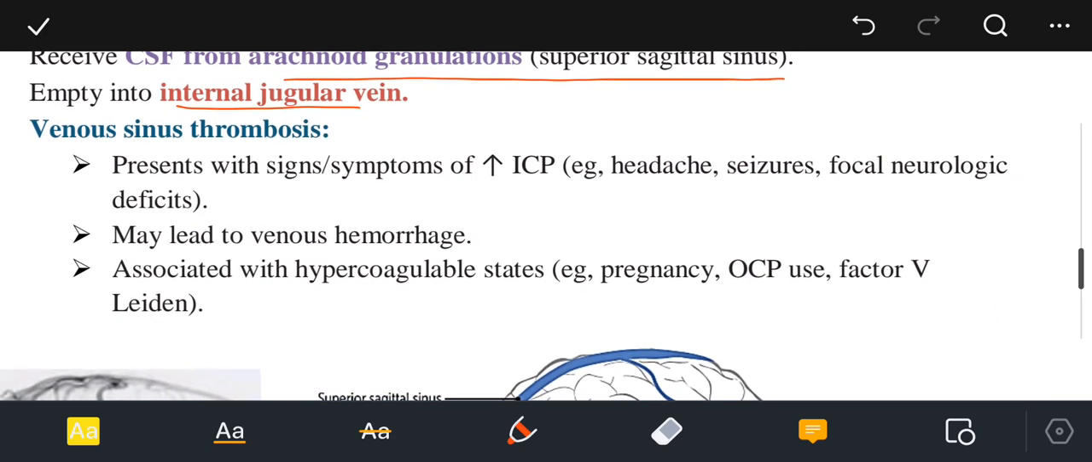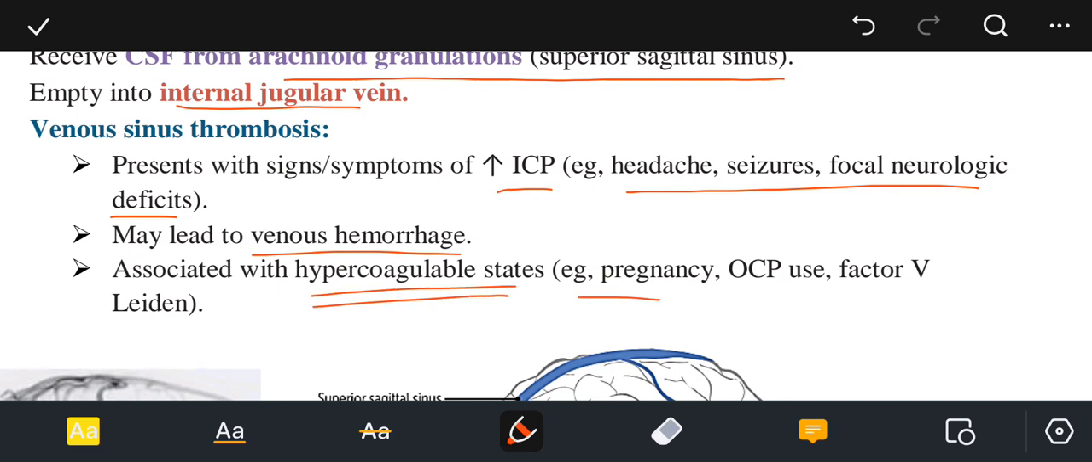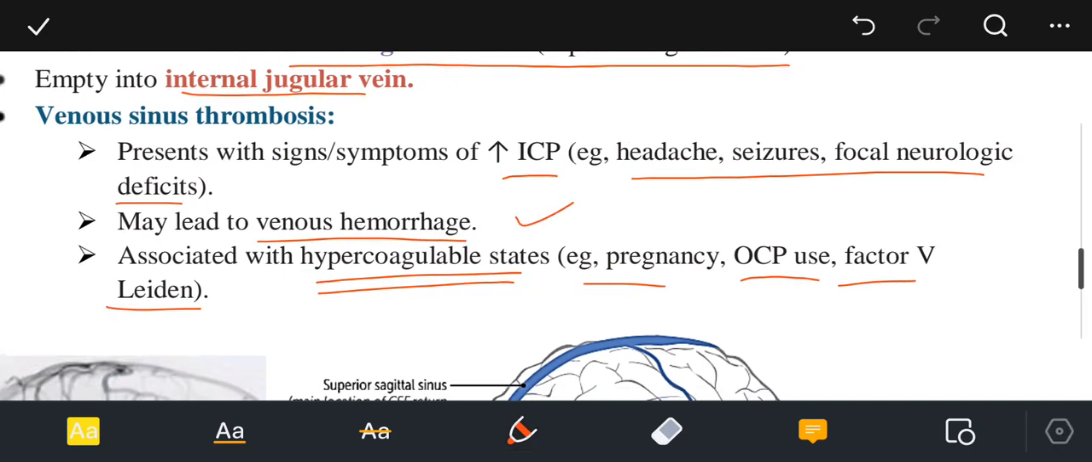Venous sinus thrombosis presents with the signs and symptoms of increased intracranial pressure, for example, headaches, seizures, focal neurological deficits, and may lead to venous hemorrhage. It is associated with a hypercoagulable state, for example, pregnancy and oral contraceptive pill use, factor 5 Leiden and stuff like that. We'll talk about conditions like factor 5 Leiden in the hematology oncology sessions. But remember that all of these situations are hypercoagulable states, and they may cause thrombosis in these venous sinuses, and that may lead to venous hemorrhage as well.